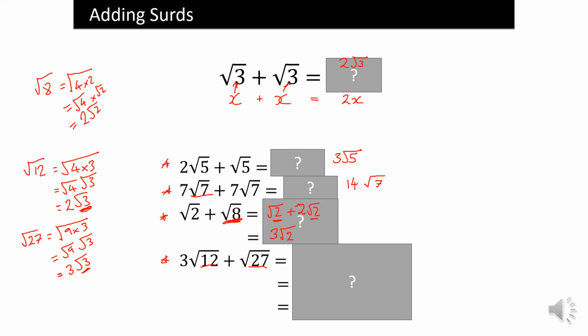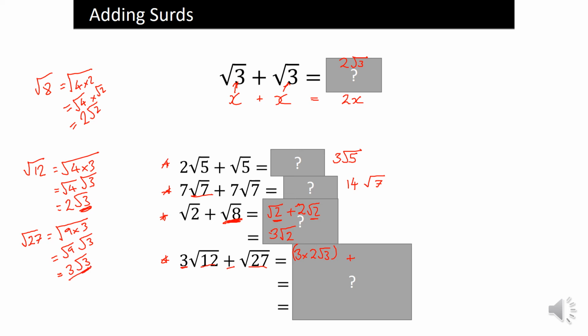And bear in mind, we've got 3 lots of root 12. So we've got 3 lots of, and then 2 root 3, which is what root 12 was. I'll put that in brackets just so now it's separate. And then we're adding root 27. So there's no number in front of that, so we don't need to worry about that.